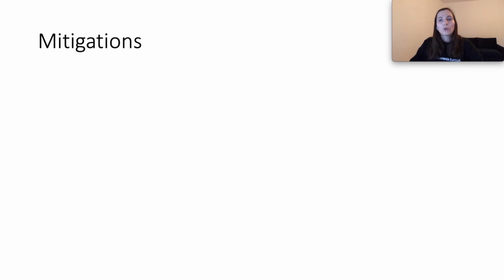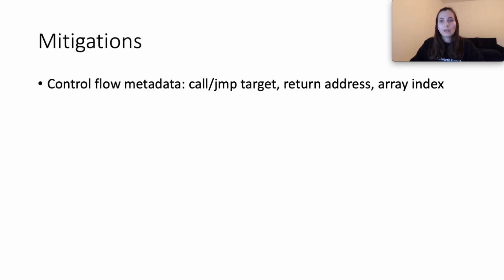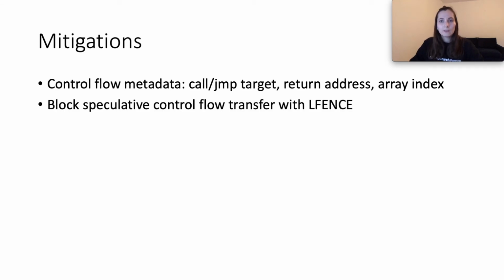For all the memory safety mechanisms shown here, we developed proof of concept attacks. The speculative control flow hijacking attacks are not blocked by existing Spectre mitigations unless they address specifically Spectre v1. The attacks rely on the control flow being transferred to an attacker target during speculative execution. The control flow metadata involved includes call and jump targets, the return address, or array indices. One approach to mitigate these attacks is to stop speculative execution before control flow transfer instructions like call and jump via LFENCE.